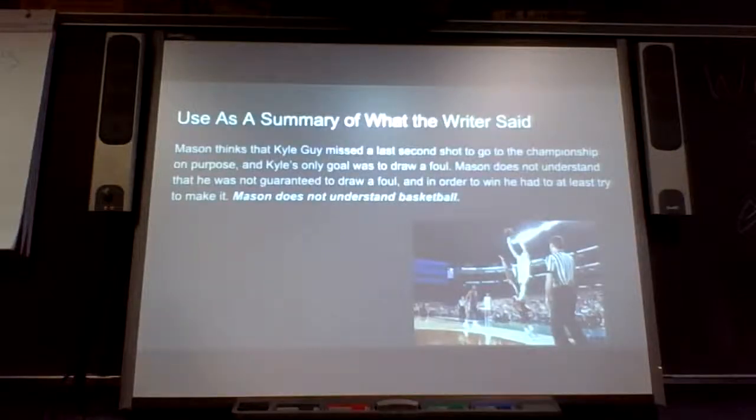Use as a summary of what the writer said. Mason thinks that Kyle Guy missed the last second shot to go to the championship game on purpose, and Kyle's only goal was to draw a foul. Mason does not understand that he was not guaranteed to draw a foul. In order to win, he had to at least try to make it. Mason does not understand basketball.